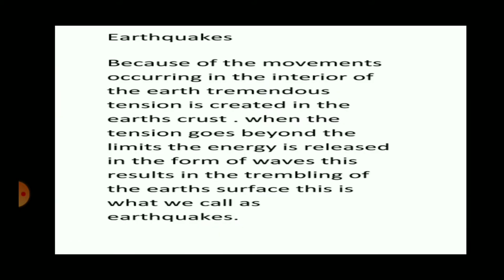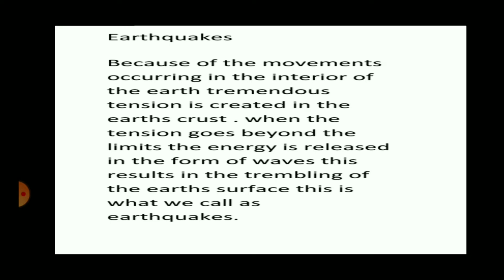So what is an earthquake? Because of the movement occurring in the interior of the earth, tremendous tension is created in the earth's crust. A lot of movements are going on inside the earth, and this tension gives rise to waves. When this tension goes beyond a limit, energy is released in the form of waves, and these waves cause the earth's surface to tremble, to quake, and we say that an earthquake has taken place. The magnitude of an earthquake is measured on the Richter scale.